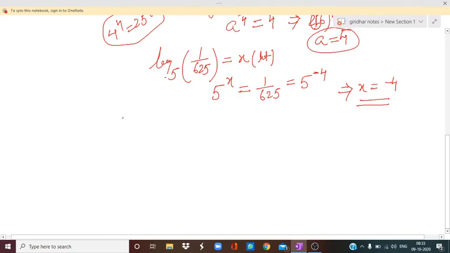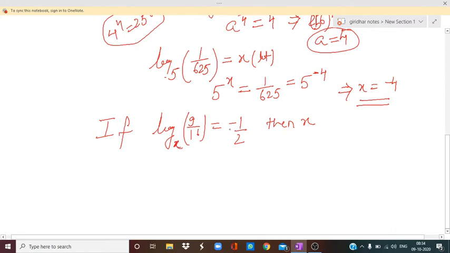So if I told you that definition plays a very important role in logarithm. Suppose we have, let's say, log of 9 by 16 with base x is given as minus 1 by 2. And then we have to find x. Then x equals to. So again what we'll do, we'll use the definition.